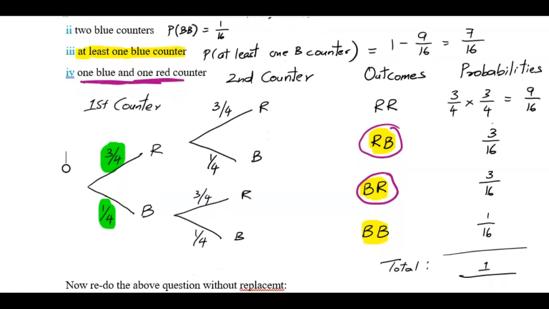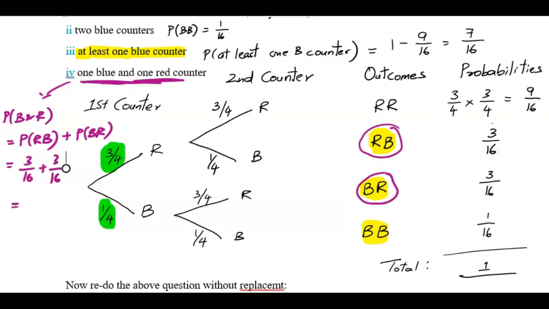So the fourth part of this question, the probability of a blue and red counter, there are 2 options for us. Either we could get a red followed by blue, or a blue followed by a red. So if we add the 2 probabilities together, 3 out of 16 plus 3 out of 16 gives us 6 out of 16. In this case, we can simplify this further. Dividing both of them by 2 gives us a probability of 3 out of 8. And that completes that first question that we're dealing with.